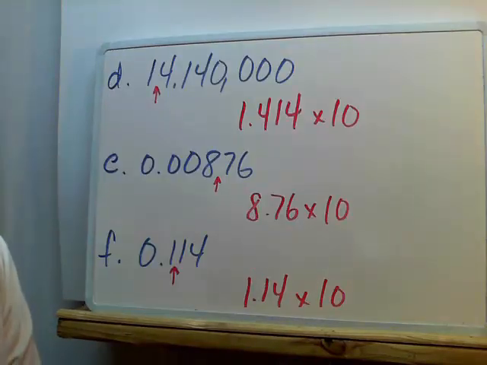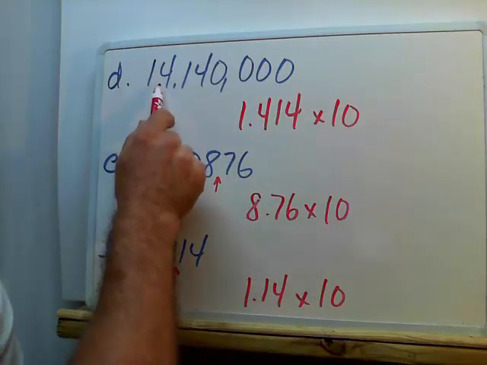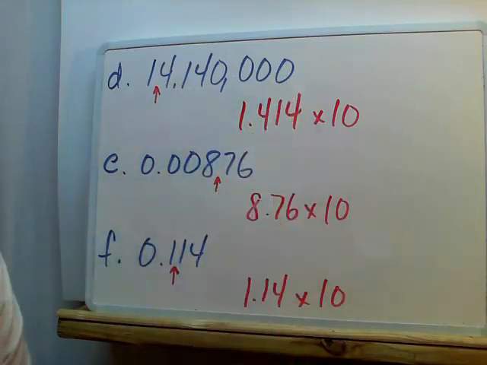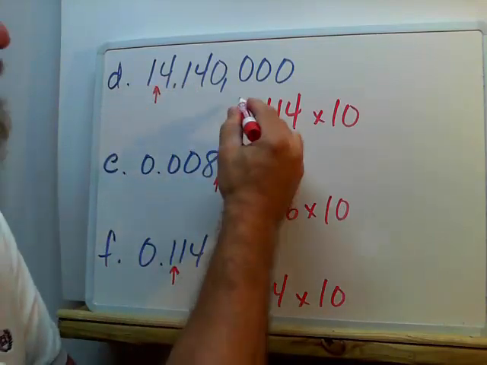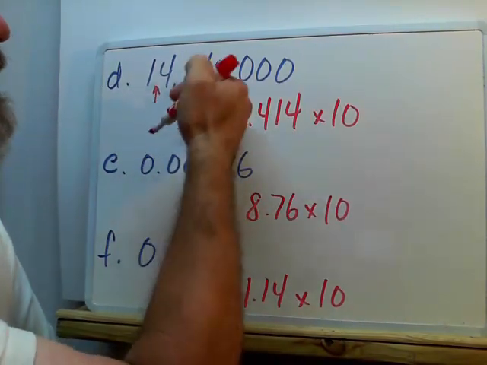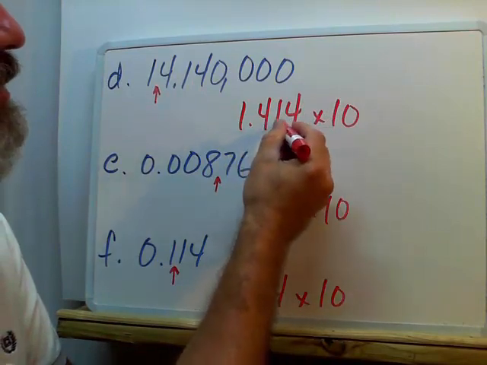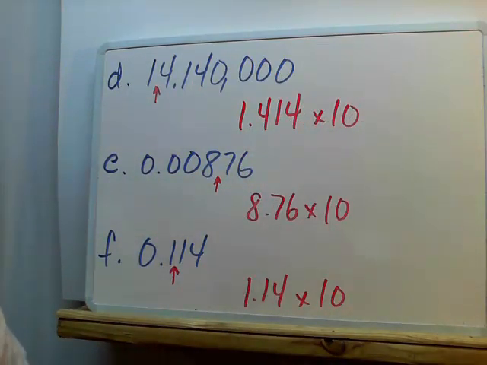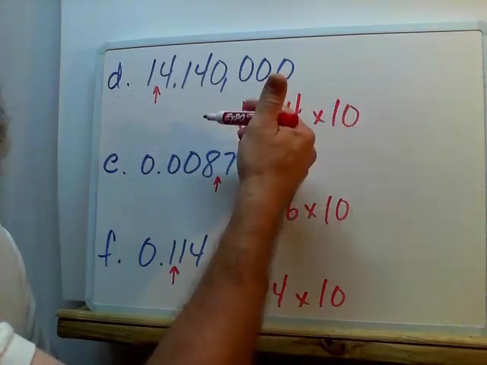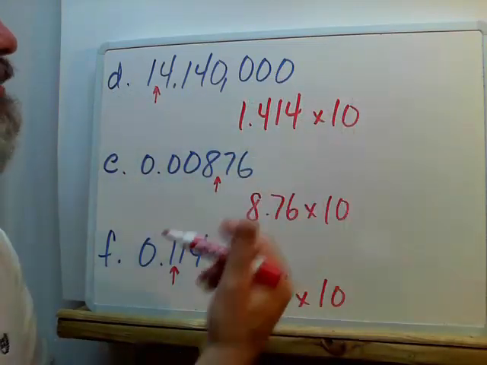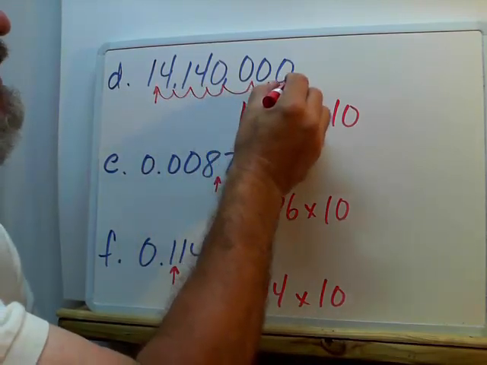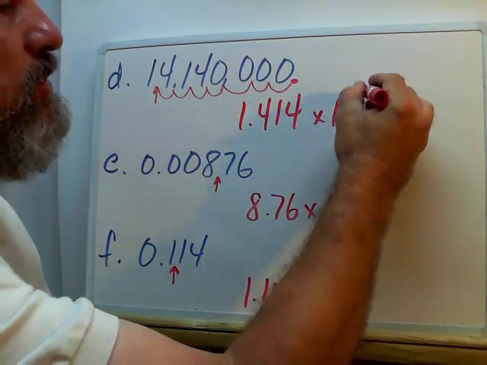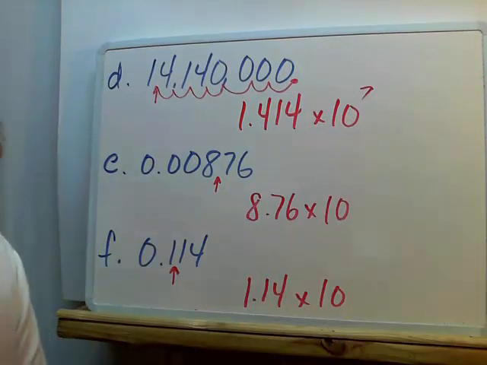Letter D, we have 14,140,000. And we're going to obviously put the decimal point right there. So we're going to have 1.414, the rest is zeros, we can ignore them, 1.414 times 10 to the something power. And how do we figure that out? It is big, so is it going to be positive or negative? It's going to be a positive number. And how many? 1, 2, 3, 4, 5, 6. Right there's where we're going to need it. 7. So it is 1.414 times 10 to the 7th power.